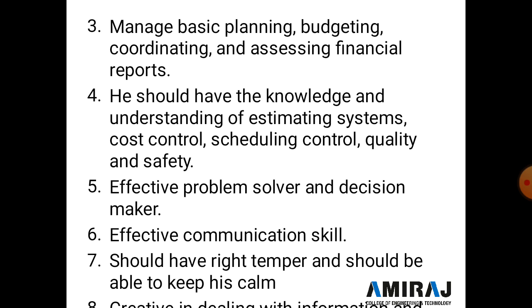The project manager should have effective communication skill, which is identified as one of the most important skills of the project manager, and a project manager should have requisite interpersonal and negotiation skill. And the seventh one is that the project manager should have a good temper and be able to keep his calm. The project manager should also be creative in dealing, and have information about the problems. So these are the main traits of the project manager.